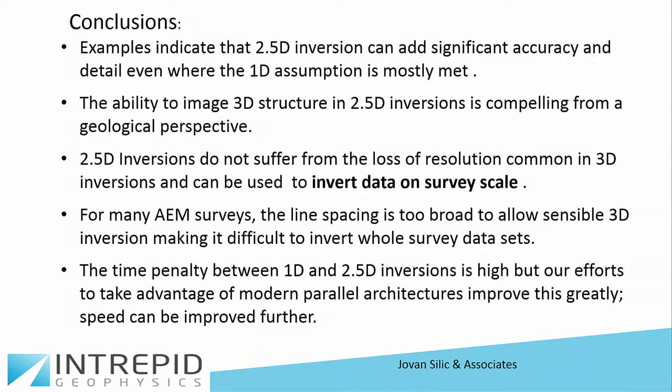The trouble with 3D inversions is you have to have 100 times the number of pixels. So they can be very useful to invert data on survey scale. And also for many airborne EM surveys, line spacing is a lot wider. The resolution between lines is much less than along the line, so sensible 3D is often not really good, just because there's not sufficient data to come up with a full 3D model.